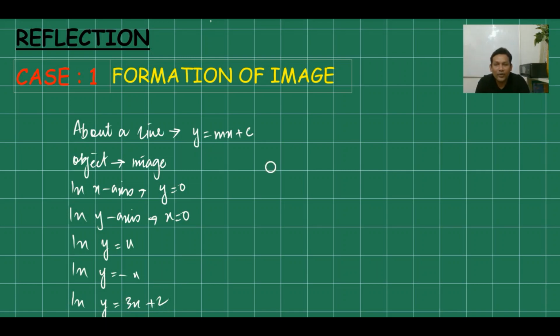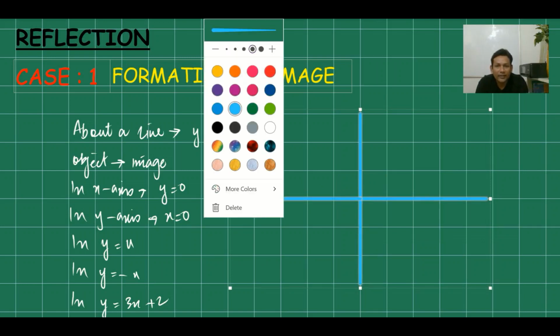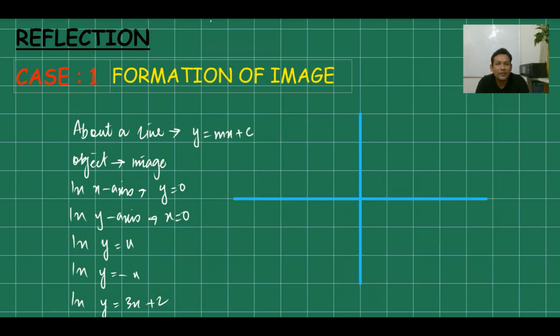Now I draw axes here, and the axes are given to you. In this axis, let's suppose the object is here. I just want to mark 3 points: the first point is here, the second point is here, and the third point is here. There are 3 points, point A, point B, and point C.